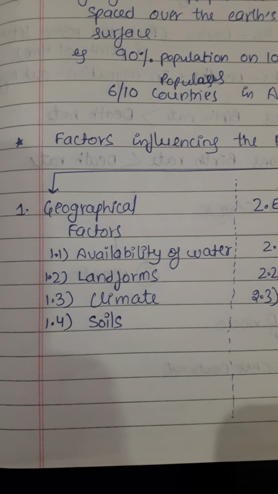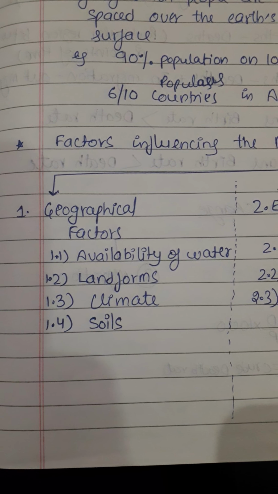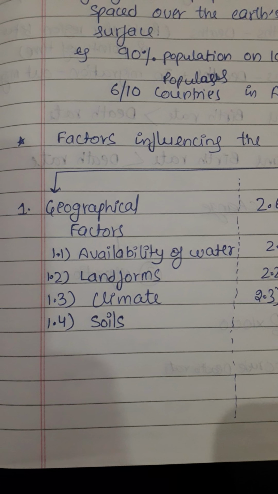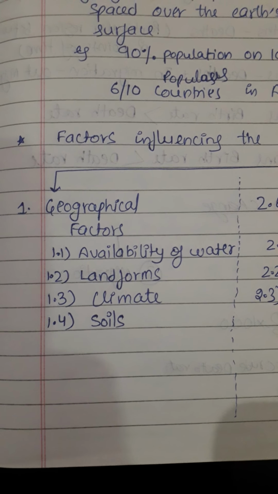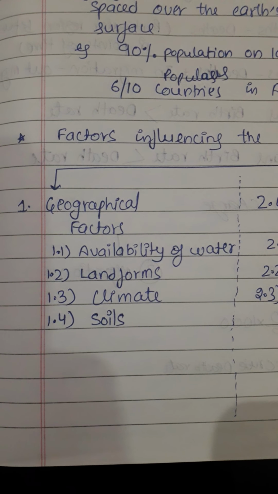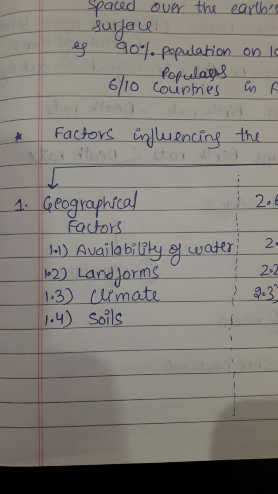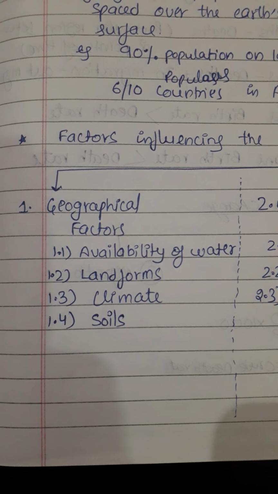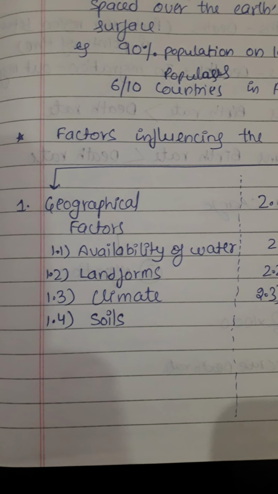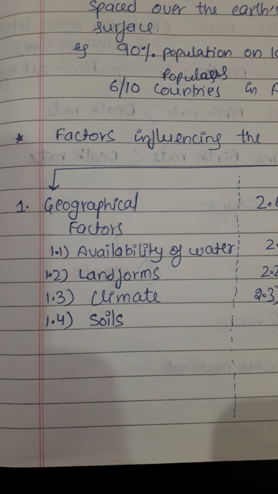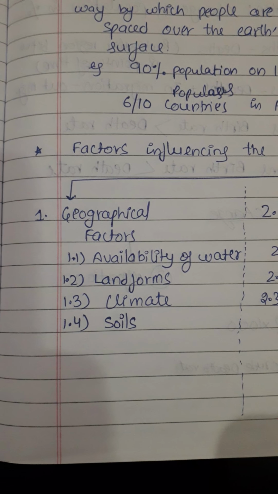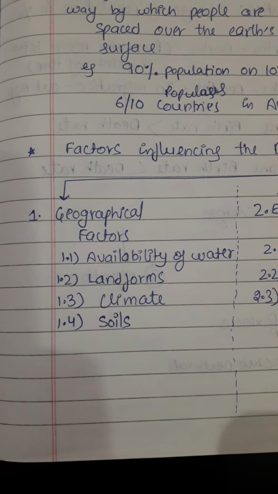Then fourth is soil. Why soil? Because if we are talking about agriculture, many countries still have a large percentage of their population working in agriculture. So soil supports agriculture, it supports the land and crop system of that area. That also results in the distribution of population.